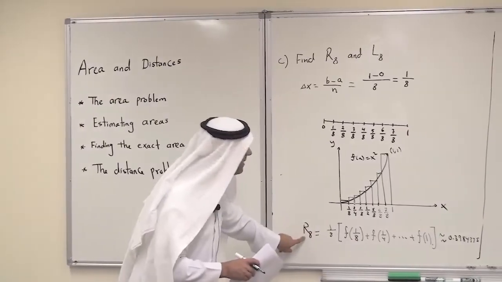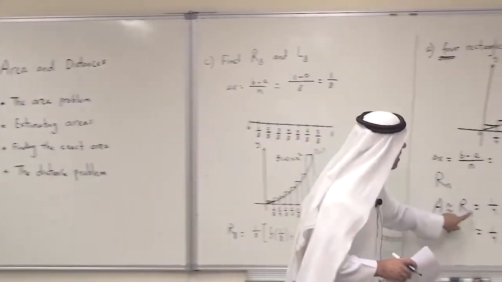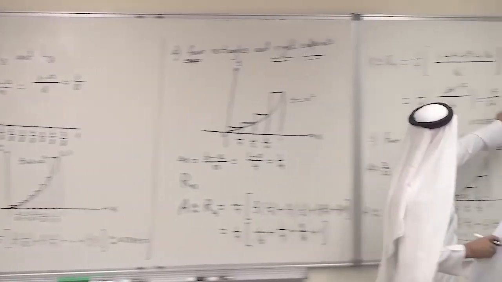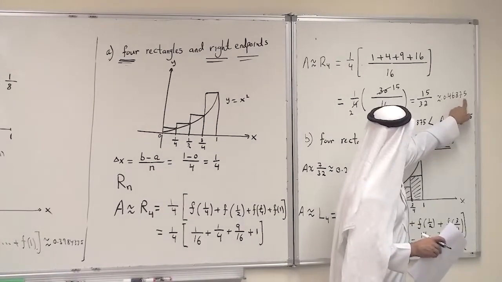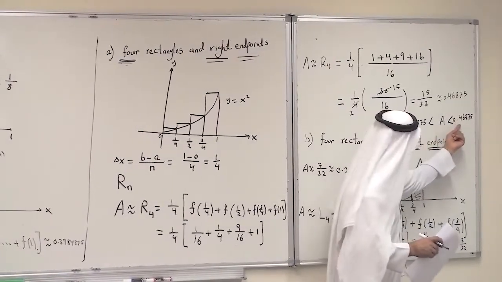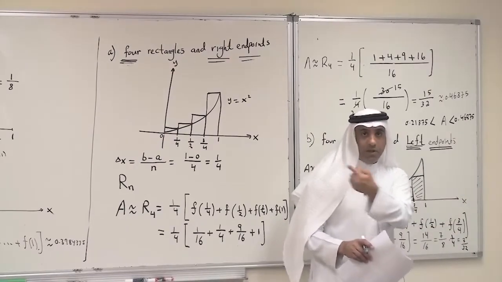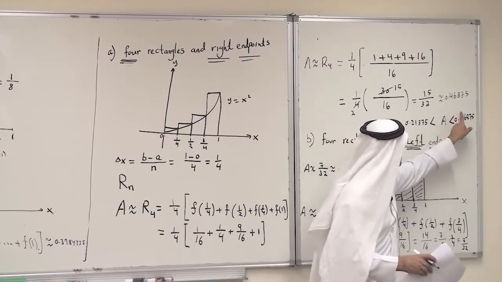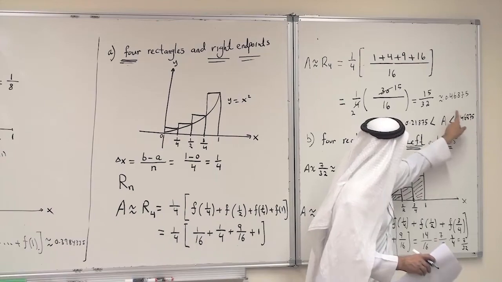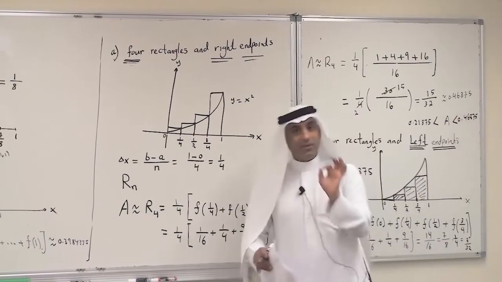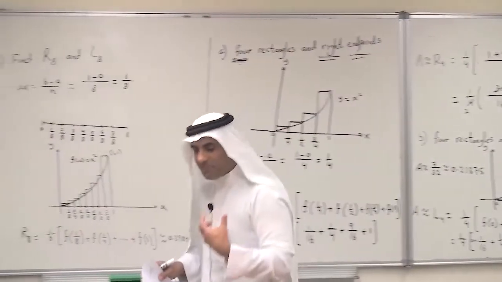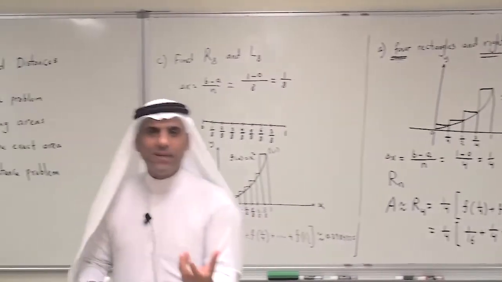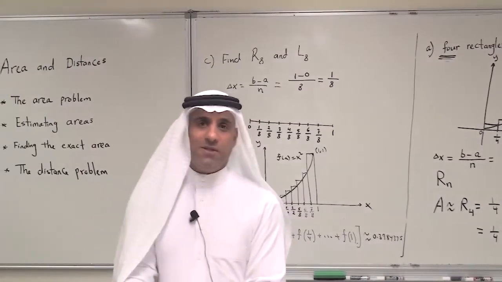What happened to the number here? You see R8 and R4. R4 is 0.46875. We know the area is less than this. But in the second approximation we are getting a smaller number, so we are getting closer to the exact area. So we expect that with an increasing number of rectangles we get a better approximation.